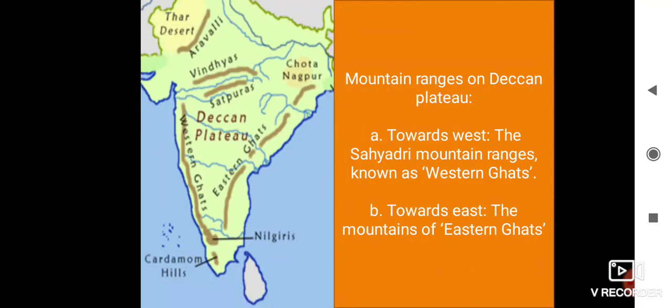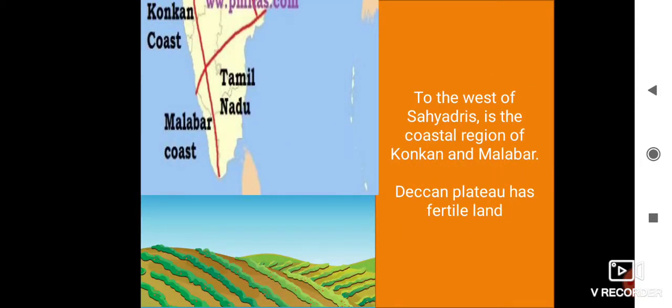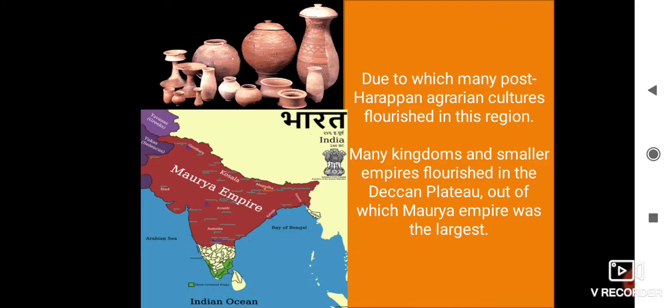The mountain ranges of Deccan Plateau. Towards west, the Sahyadri mountain ranges known as Western Ghats. Towards east, the mountain ranges of Eastern Ghats. To the west of Sahyadri is the coastal region of Konkan and Malabar. And Deccan Plateau is also known as the fertile land, due to which many post-Harappan agrarian cultures flourished in this region. Many kingdoms and smaller empires flourished in the Deccan Plateau, out of which the Maurya Empire was the largest.